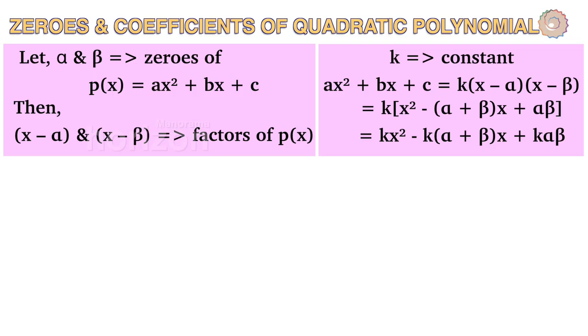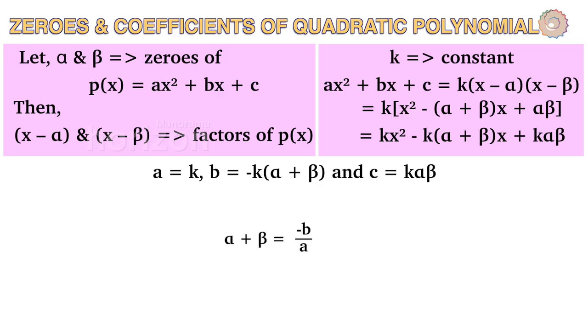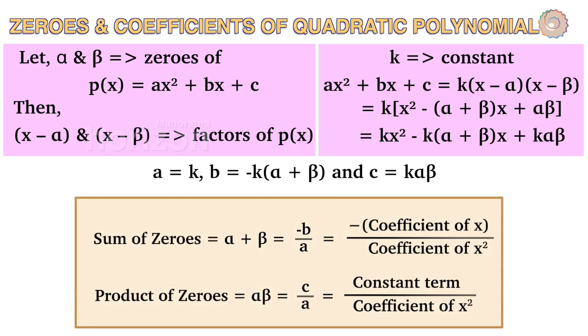Now comparing the coefficients of x square, x and constant terms on both sides, we get a equals k, b equals minus k into alpha plus beta, and c equals k alpha beta. So, we can come to a conclusion that alpha plus beta equals minus b by a and alpha into beta equals c by a. Or we can say that sum of zeros equals minus of coefficient of x divided by coefficient of x square, and product of zeros equals constant term divided by coefficient of x square.